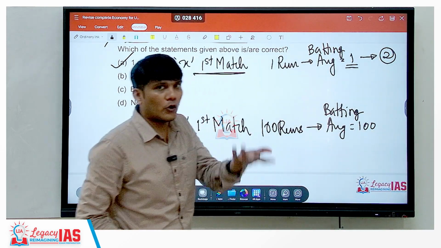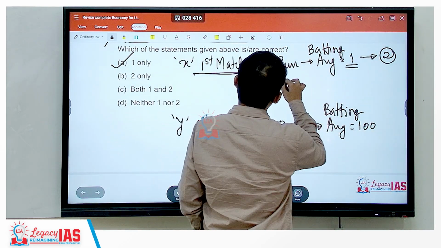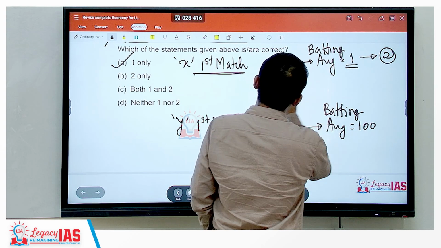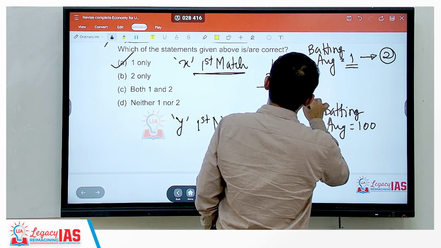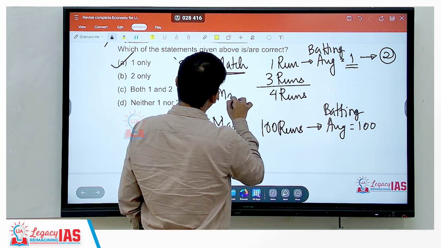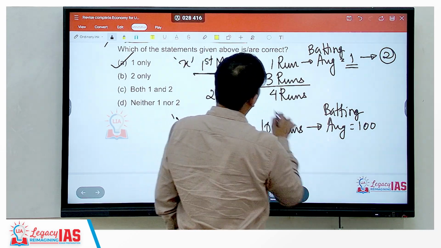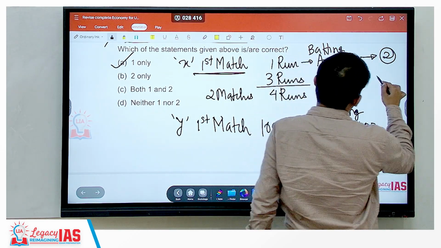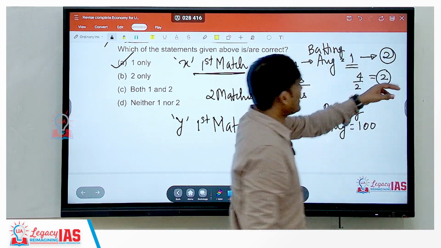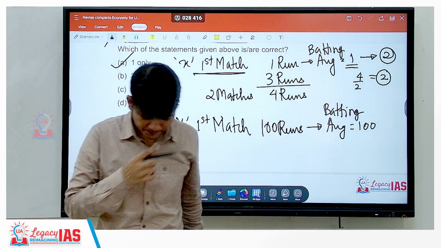How will Mr. X go to 2? By scoring just 3 runs. When Mr. X scores just 3 runs, his total runs would be 4 runs in 2 matches. And the average will be 4 runs upon 2 matches, which gives you 2. So from 1, the average will increase to 2.